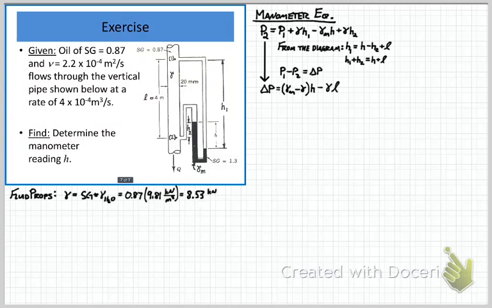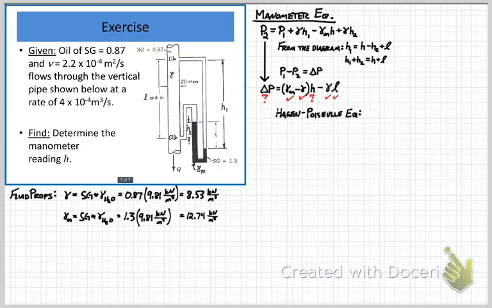We have information about the fluid properties here, so we're given specific gravities. We can calculate specific gravity both for the oil and for the manometer fluid. And so that leaves us at a point where we've got one equation but two unknowns. We don't know the pressure drop and we don't know the manometer reading. Fortunately for us, we do have another equation we can bring to bear on the problem, the Hagen-Poiseuille equation, which I'm writing on the right-hand side of the slide now.